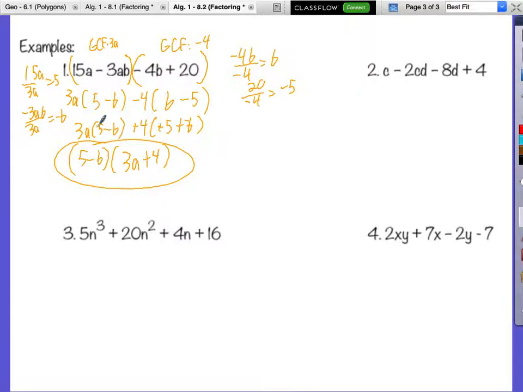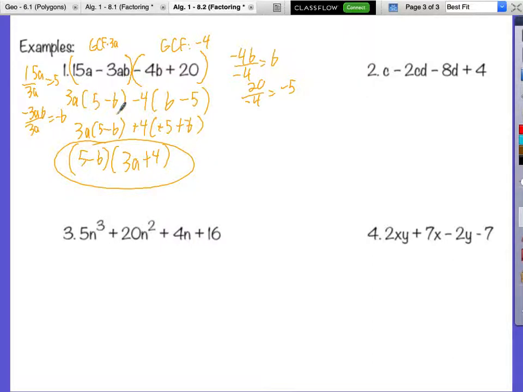So we have 15a minus 3b minus 4b plus 20. Our first step is to group them in groups of 2. So we do that and we say, okay, in this first group, what's our GCF? Well, you notice that 3 can go into 15 and 3. And we notice they both have an a. So 3a is our GCF. So we take a 3a out of both of those, we're left with 5 minus b. Does that part make sense, Grace?